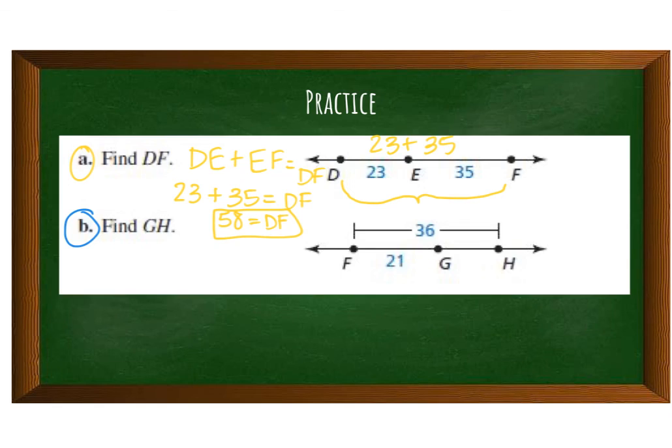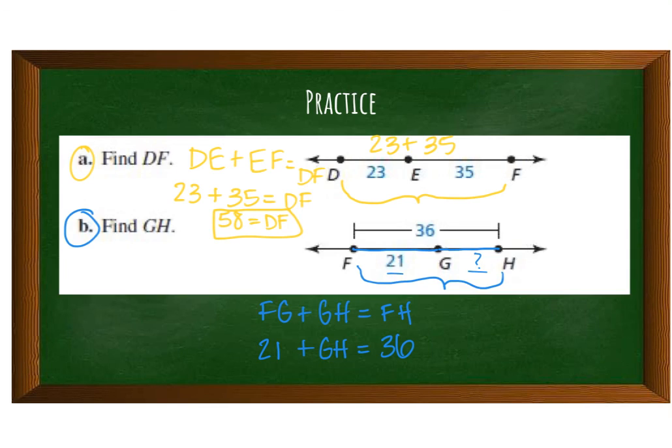Find GH. So now it gives us the entire length, which it says is 36 from F to H, and it gives us that from F to G is 21. Okay? So I'm going to write down below FG, which is this segment right here, plus the distance between G and H is going to be equal to the total distance from F to H, okay? This whole distance is going to be a combination of this one and this one, which we don't know, okay? So FG is 21, we can go ahead and plug that in, plus GH, which is what we're trying to find, is equal to FH, which is 36, okay?